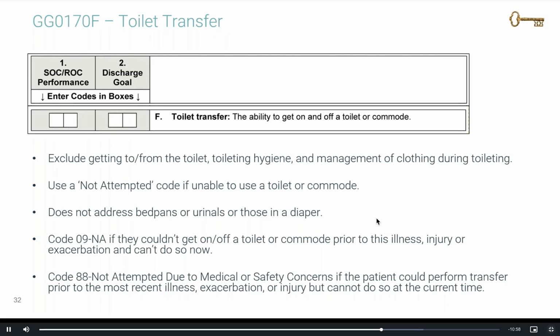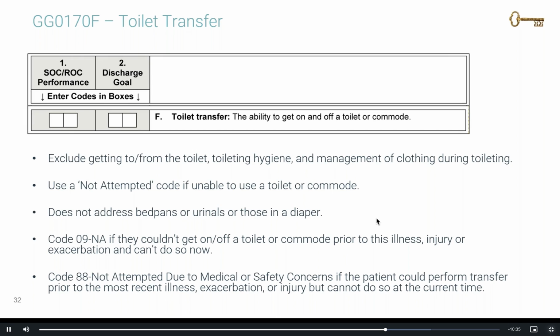So now let's talk about how that compares to GG0170F, the toilet transfer question. So this one, again, is kind of different than what we just had with our M1840, excuse me. So we're excluding that ability to get to and from the toilet. We're also excluding the toileting hygiene and management of clothing, just like we did with the other question.